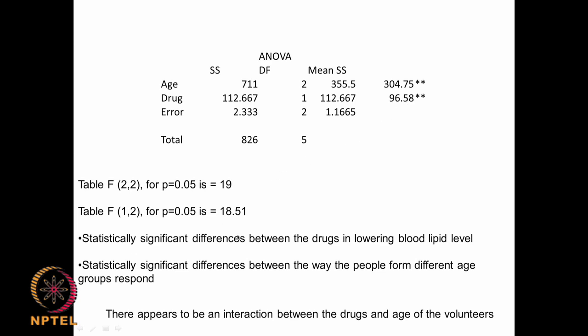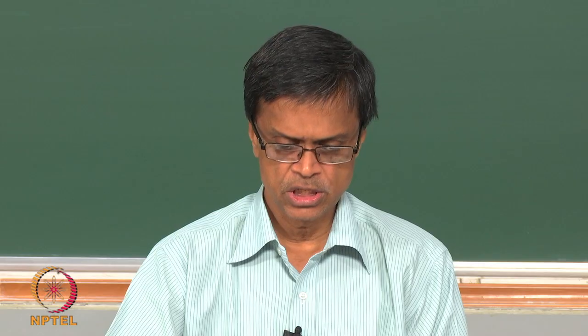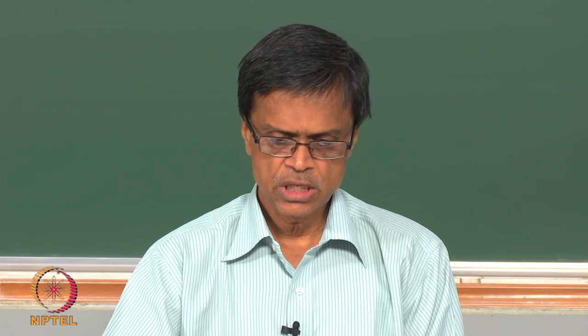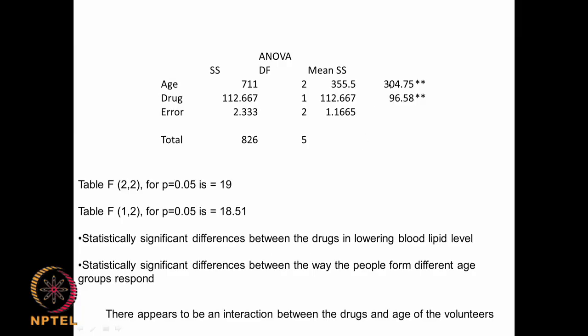So there is a statistically significant difference between the drugs in lowering the blood lipid level, and a statistically significant difference between the way people from different age groups respond. So obviously people respond differently to the drug. There is a statistically significant difference between the drugs, because both are significant.